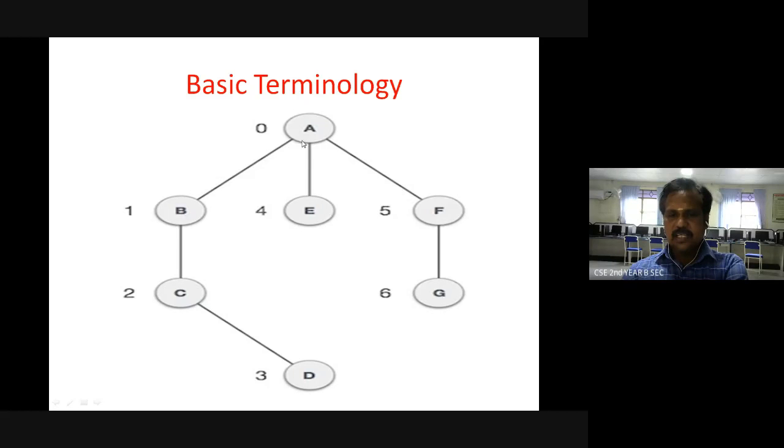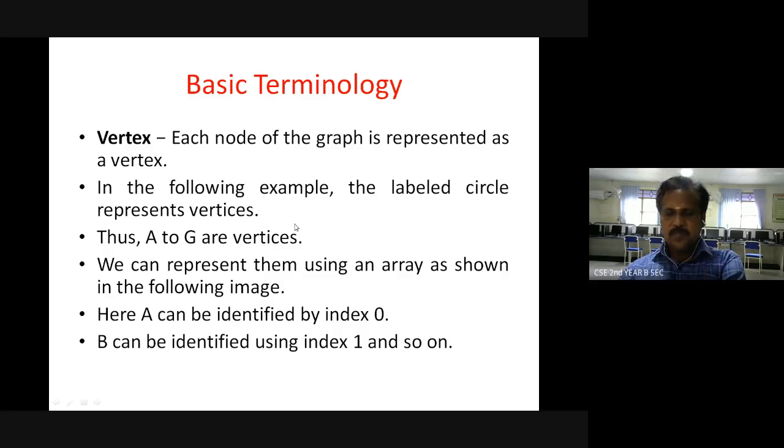First, it is denoted as index position 0. Then index position 1, index position 2, and index positions 3, 4, 5 and 6. We can represent the data using the index position 0 that indicates A, 1 that indicates B, 2 that indicates C, 4 that indicates E. Likewise, we can represent this graph structure using an array.